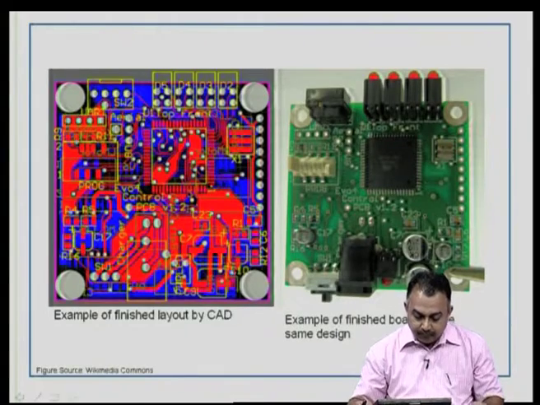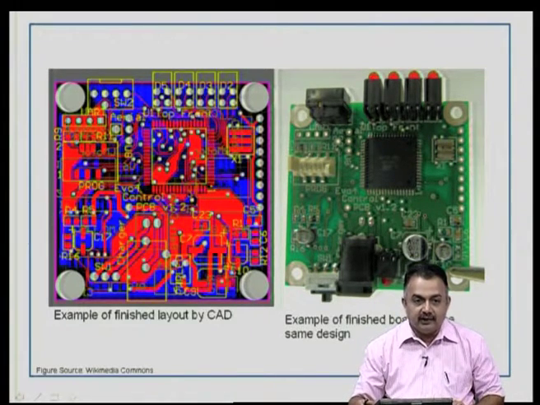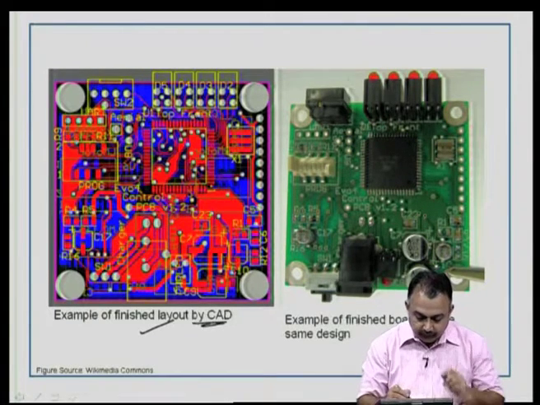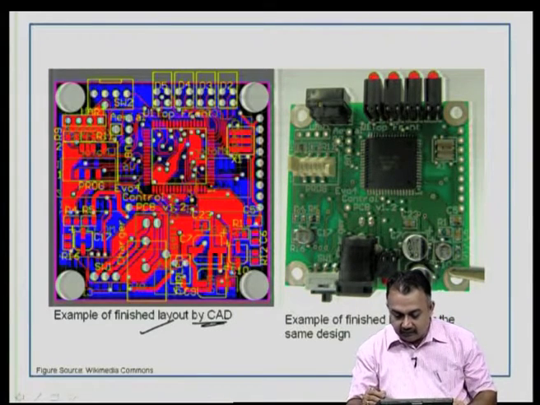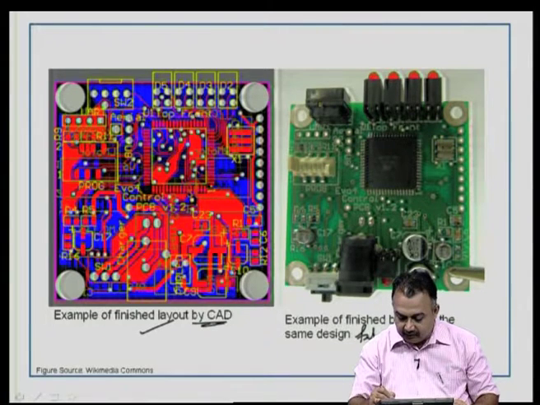Now, this is a picture that I am giving you as an example of a finished layout by CAD. What are the things that you can see? And on the right you see the same design has been fabricated and assembled. So, fab plus assembly done here.